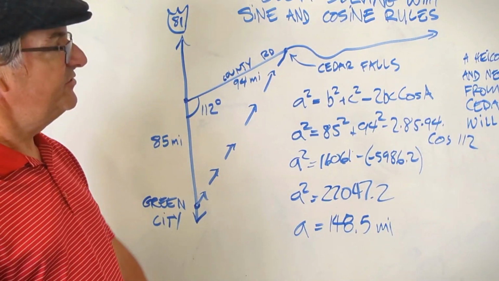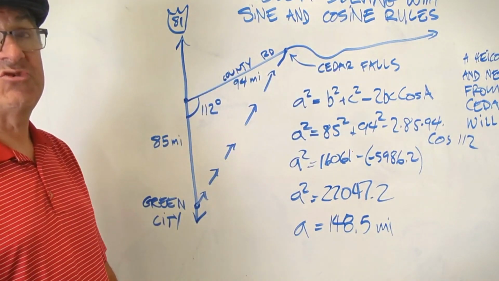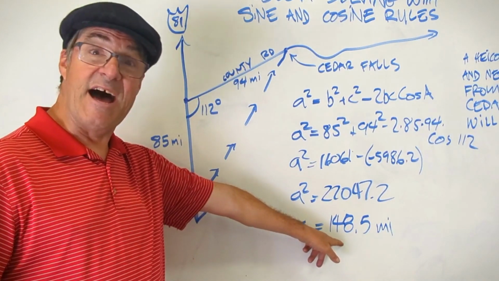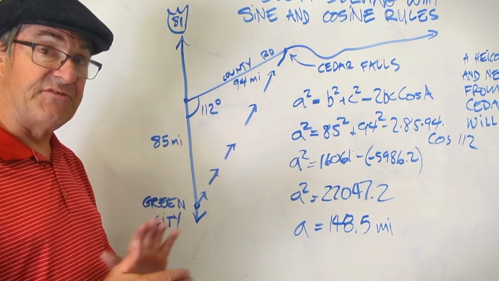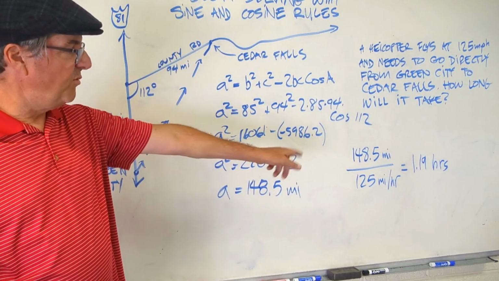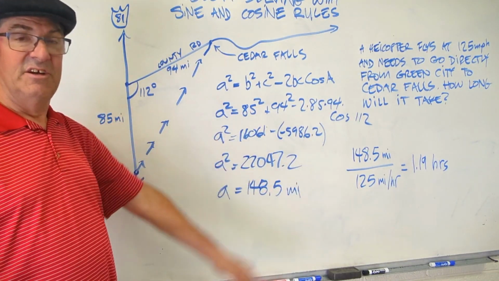You're right. So we have a helicopter that goes 125 miles an hour. We've got to go 148.5 miles. So what I want you to do is pause the video and do that calculation. All right, when I do that, I get 1.19 hours.